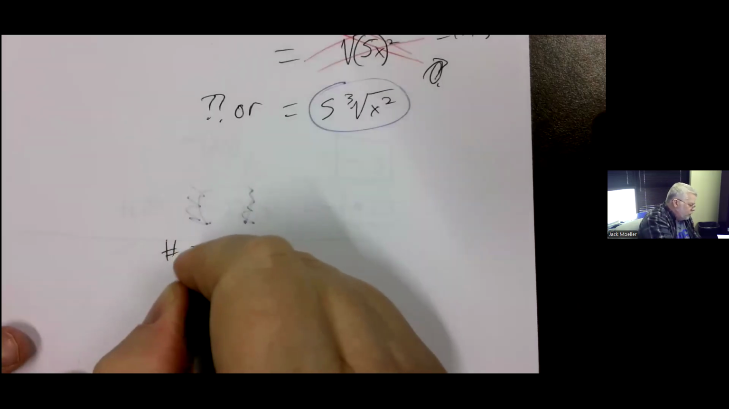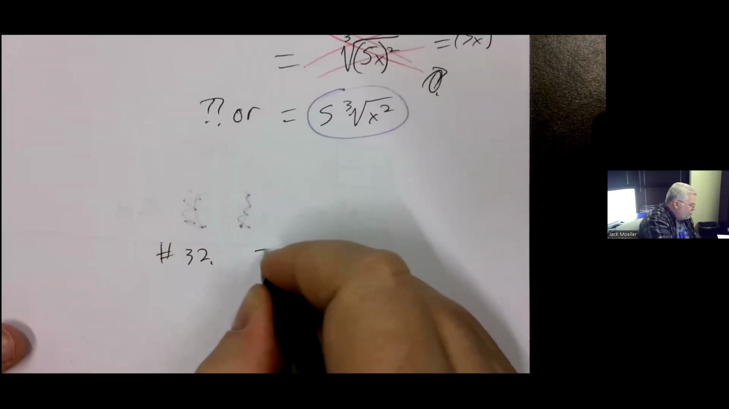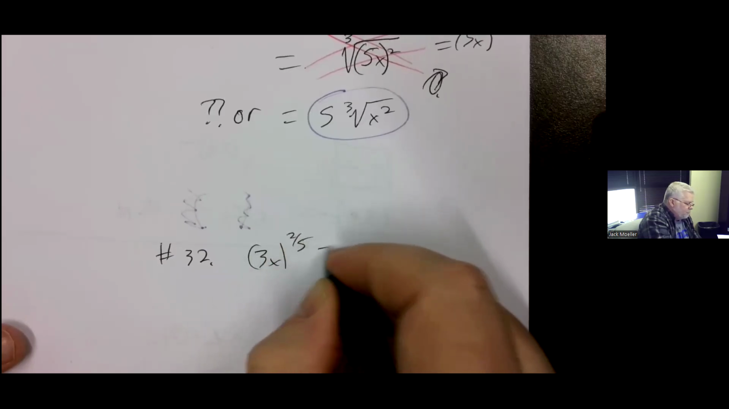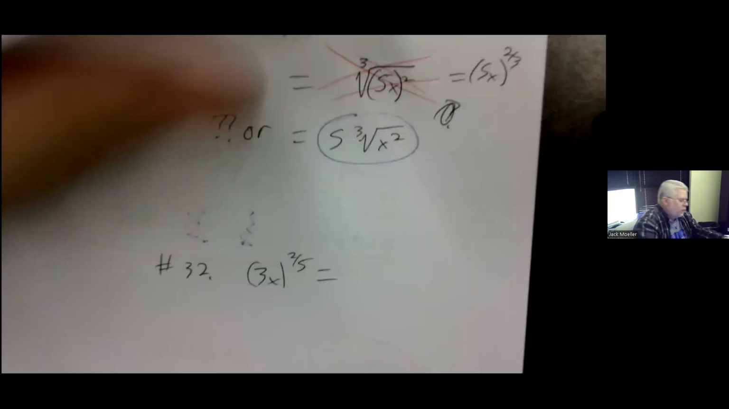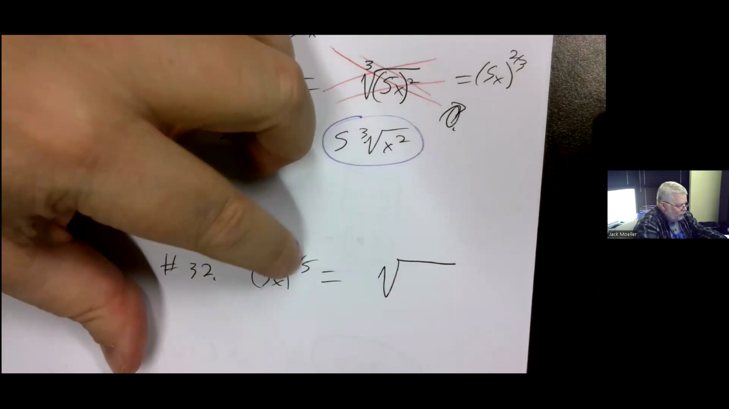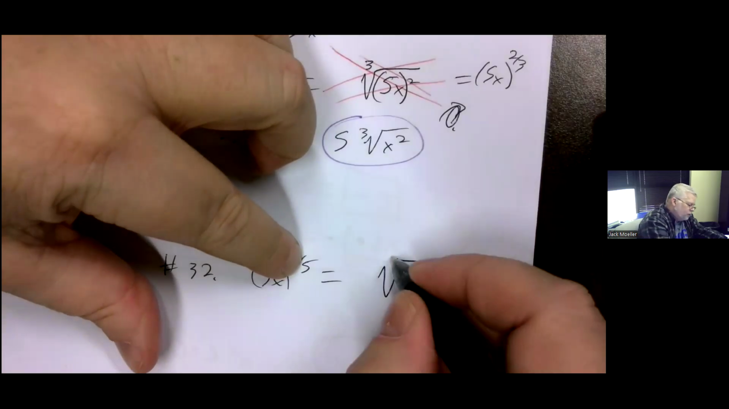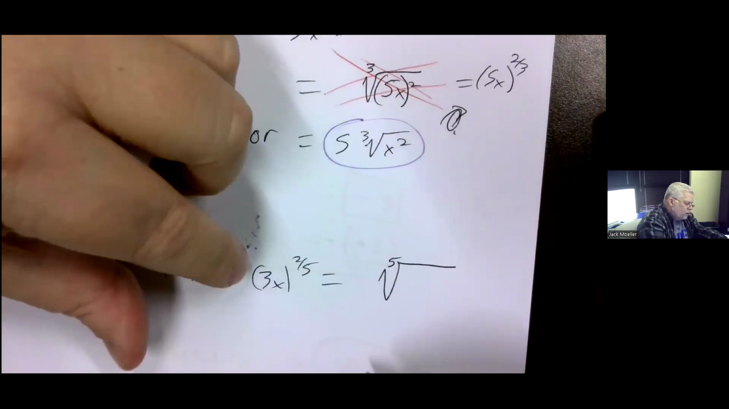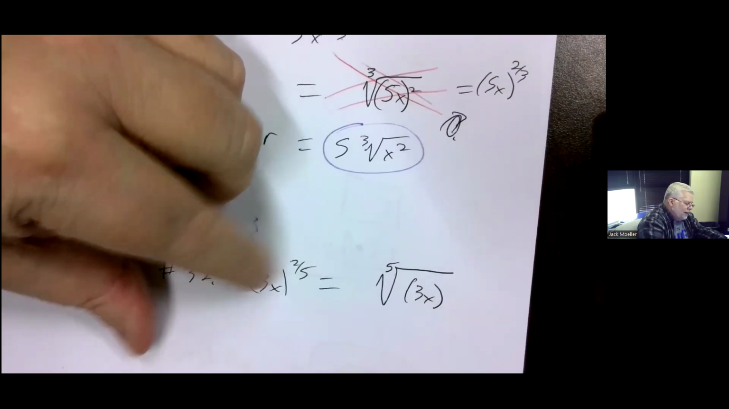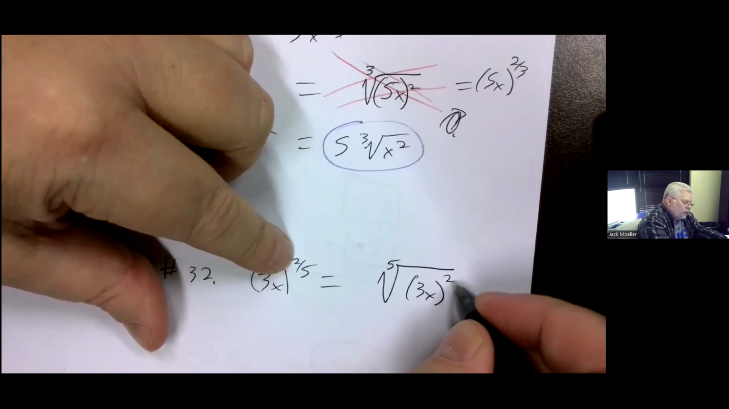So what would you do with the next one? We have 3x in parentheses to the 2/5 power. So we're going to have a radical. What's the index on it? Oh, it's a 5, the denominator. This goes inside the radical. The parentheses is 3x, and it's squared, so we're going to square that parentheses.